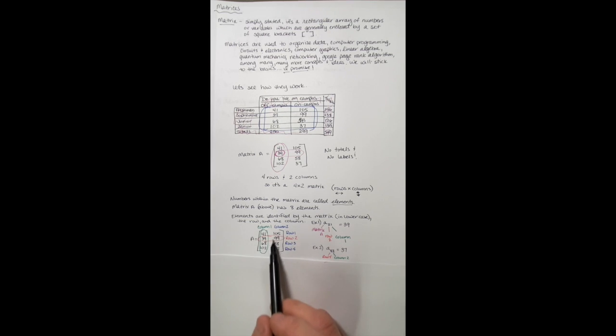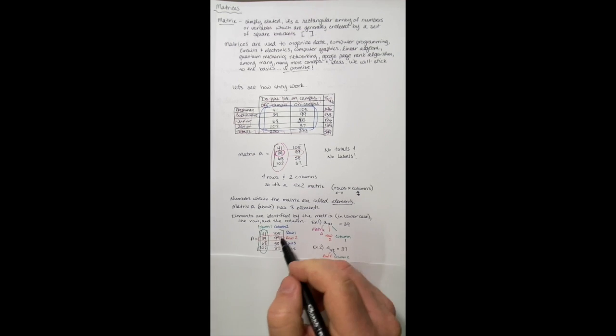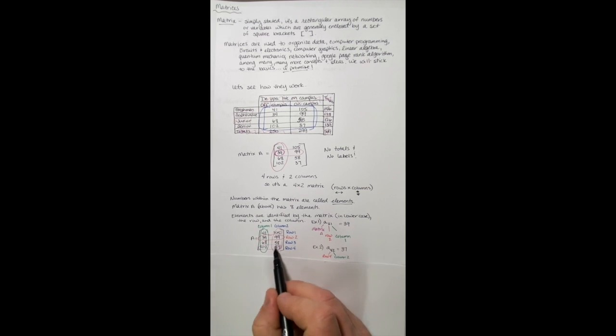If I was looking at a42, it's matrix A, row 4, column 2. Matrix A, row 4. So 1, 2, 3, 4. So this row, column 2, which would be here. So it'd be this guy and this guy. So it'd be number 37. All right. Let's try this page on your own.